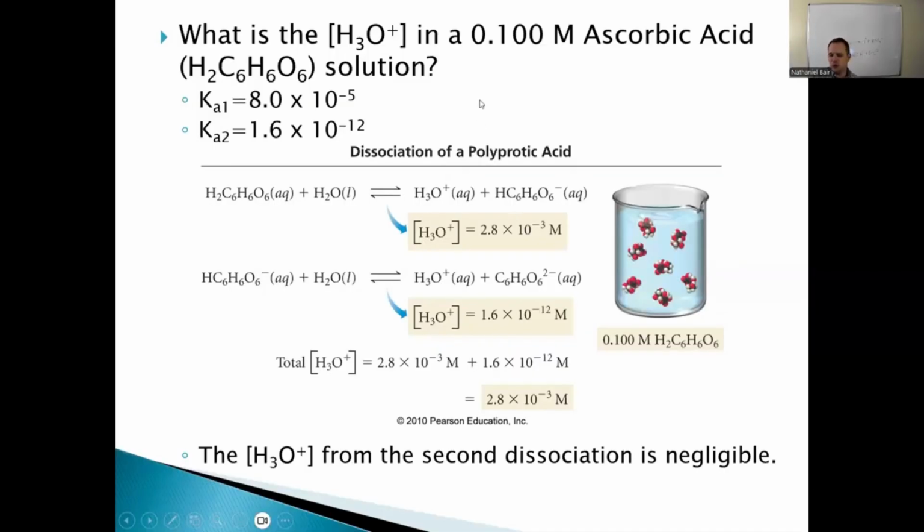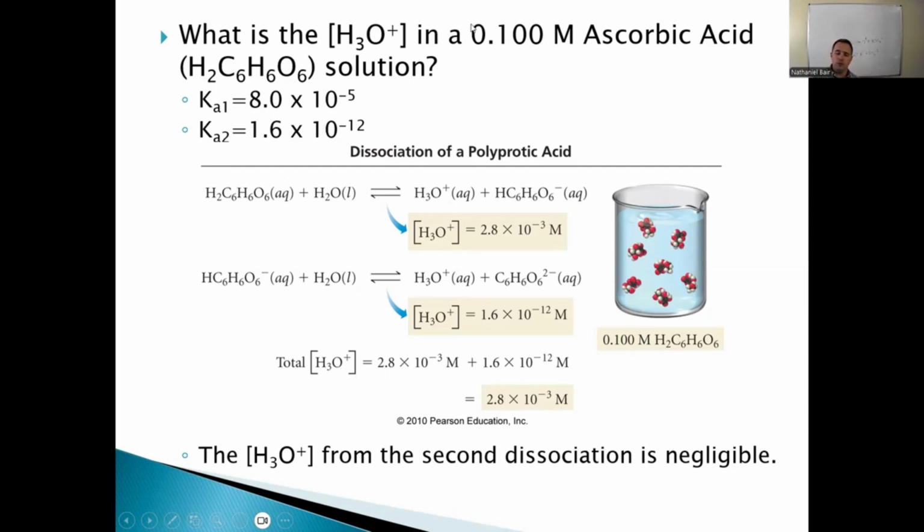Here, I just wanted to prove to you that, unless you're sulfuric acid, the second deprotonation event produces essentially a negligible amount of H plus. And before we even do that, let me draw your attention to the Ka values. So here we have ascorbic acid. That's actually vitamin C. So vitamin C is a diprotic organic acid. The first hydrogen that comes off has a Ka value of 8 times 10 to the negative 5th. And the second one that comes off has a Ka value of 1.6 times 10 to the negative 12.